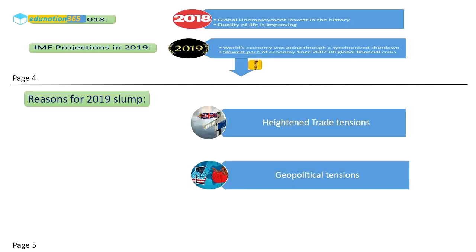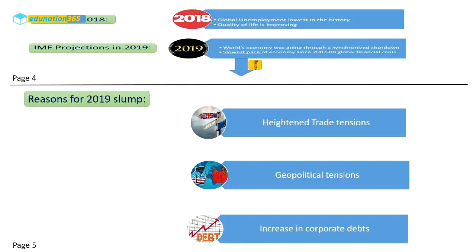Next, geopolitical tensions between China and the US. The US under the leadership of Trump and China under the leadership of Xi Jinping have escalated the tensions to a level where both countries banned each other's products. Finally, an increase in corporate debts.